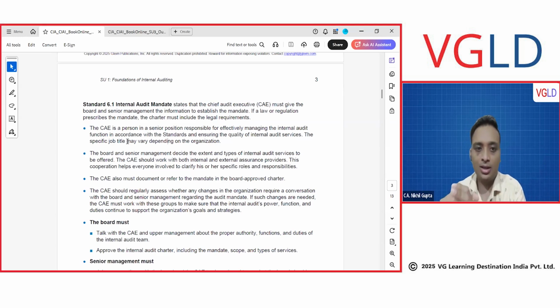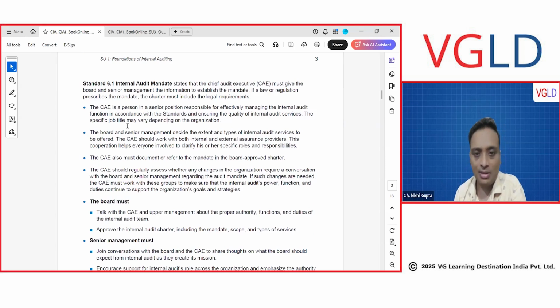In most cases there must be an internal audit manager or chief audit executive within the organization at a very senior position, who is well aware of the standards and ensures the quality of internal audit services. The specific job title may vary depending on the organization. Be it internal audit head or internal audit manager, the title might be different from organization to organization.